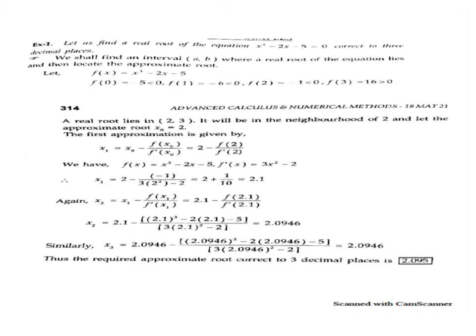That is, x2 equals 2.1 minus, we have substituted the value of x as 2.1 in the function, that is 2.1 the whole cube minus 2 into 2.1 minus 5, divided by the value of x as 2.1 in the derivative of the function. So it is 3 into 2.1 the whole square minus 2, and on simplification the answer is 2.0946. Therefore, you can compare your x1 and x2 values.